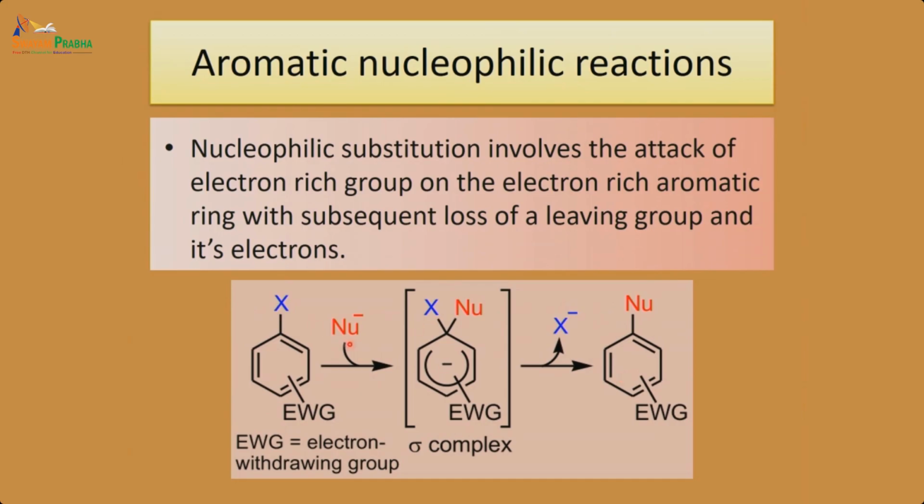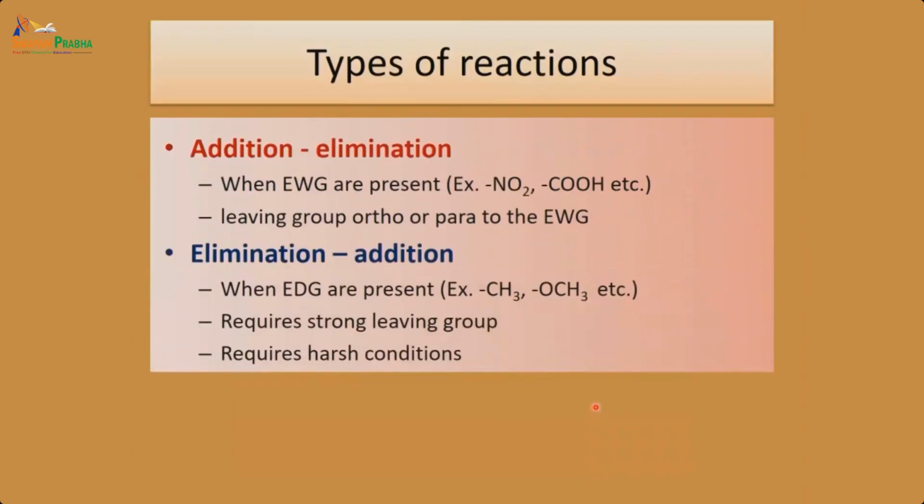In this reaction, the leaving group X leaves with its own electrons. The nucleophile comes and attacks the aromatic system to form the final product. There are two types of reactions. Basically, the reaction occurs via addition followed by elimination. This happens when there is an electron withdrawing group present in the aromatic system. The leaving group is either ortho or para to the electron withdrawing group. This type of mechanism occurs.